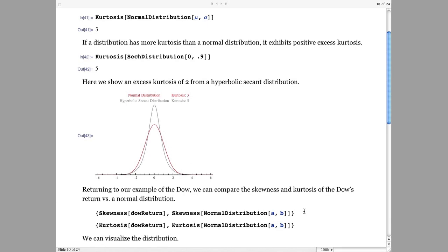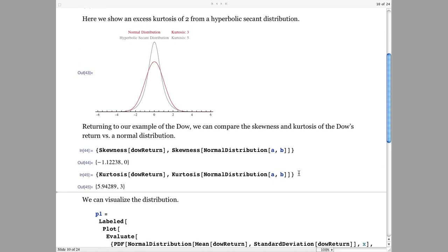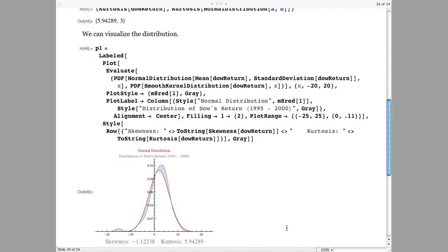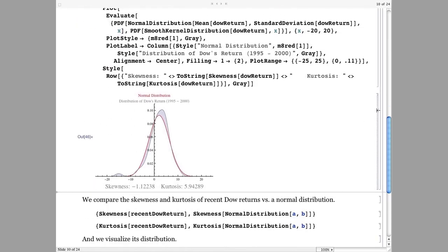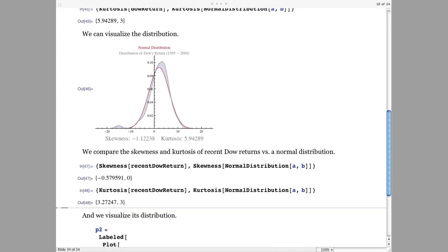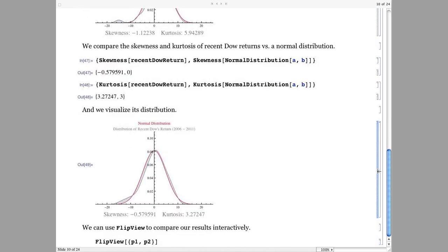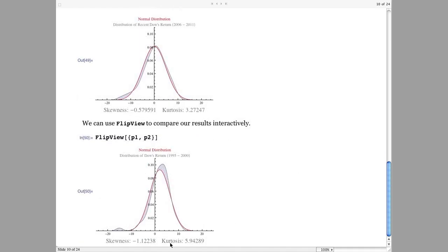What about the skewness and kurtosis of the Dow's return versus the normal distribution? Let's visualize the distribution. Notice here we're plotting the distribution of Dow's return from 1995 to 2000. Let's compare the skewness and kurtosis of the recent Dow return and visualize it. We can use the FlipView command to compare our results interactively.